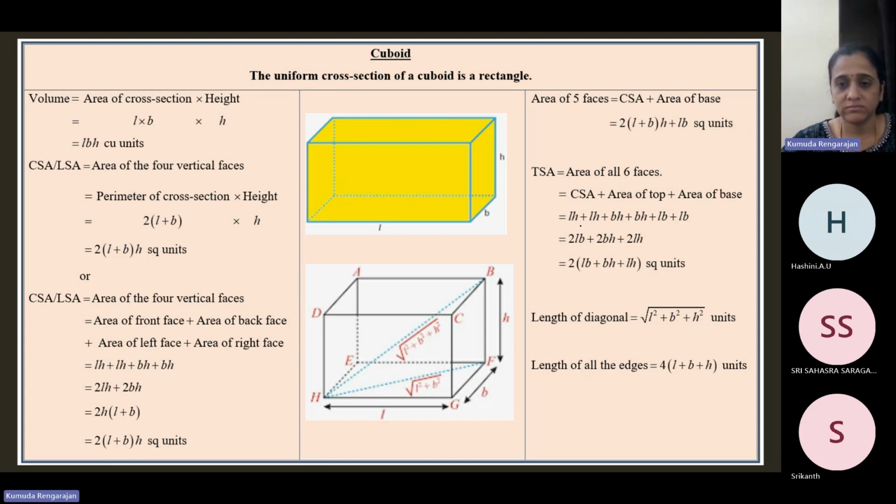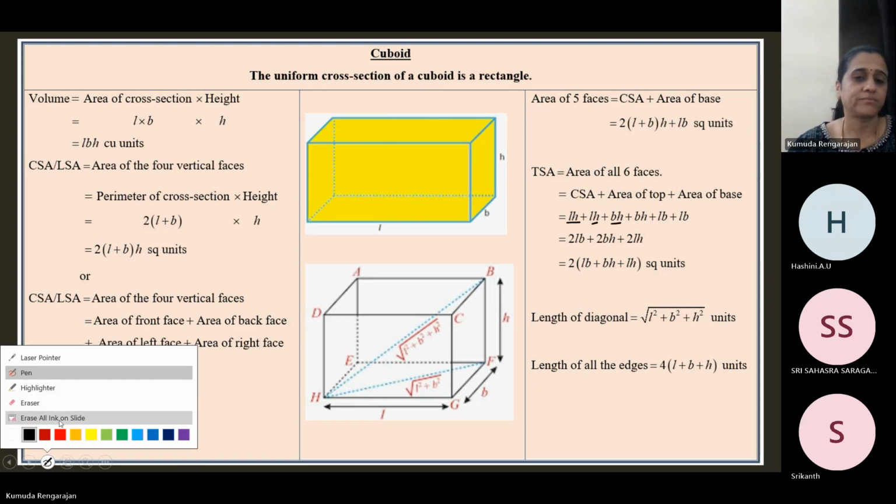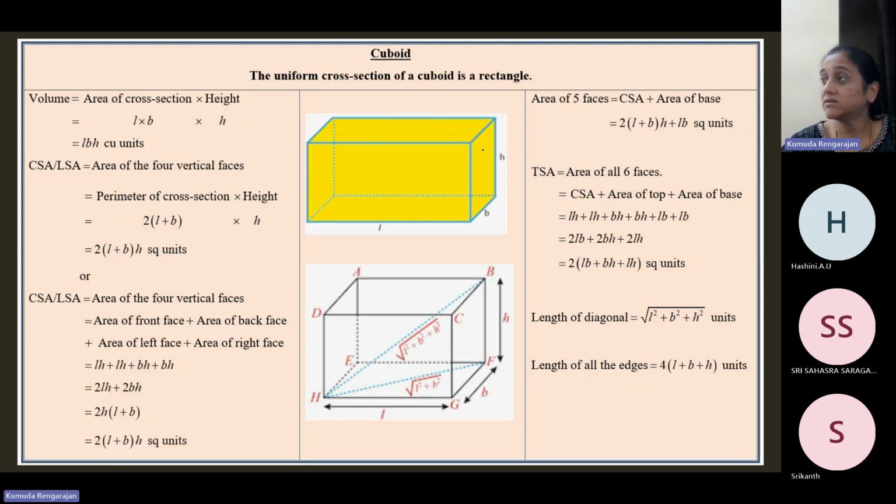LH for the front and back, BH for the side faces, and LB for the top and bottom. So you can see each happening 2 times. So 2 common, and this is the formula: 2 of LB plus BH plus LH square units.